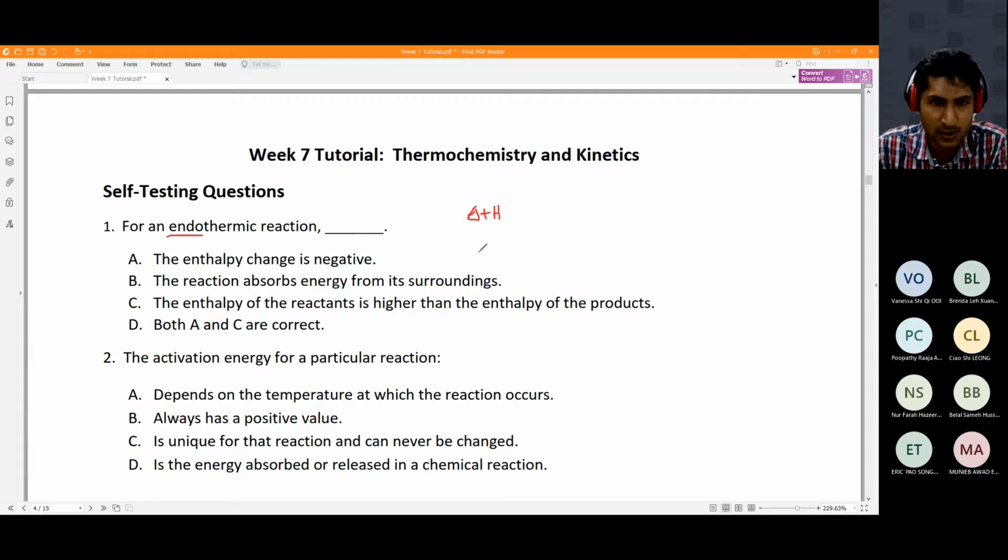We have to provide the heat from the surroundings to the system. Let's say a reaction is going on in the system. So B is the answer.